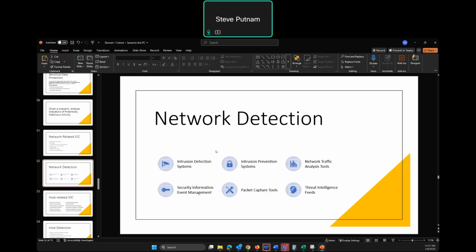Network detection. So how would you detect some of this? Well, you're going to detect it with intrusion detection systems, intrusion prevention systems, network traffic analysis tools, your SIEM tool, packet capture, and threat intelligence feeds. All of these tools correlate together to help build the picture of what is happening and to determine whether it's a true positive or something else is going on within your network.